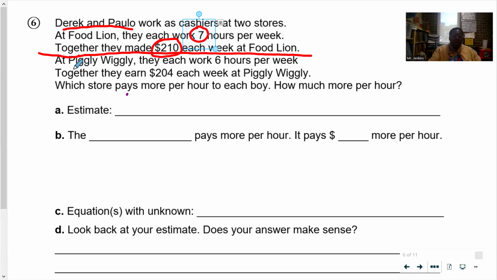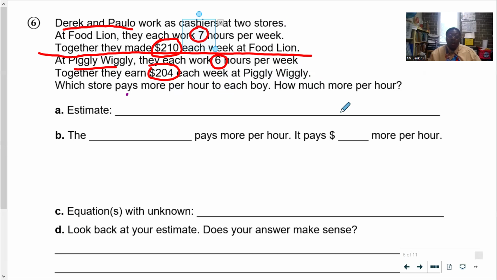Then it says at Piggly Wiggly, we got another store. They each work 6 hours a week and they earn $204 each week. And that's at Piggly Wiggly. So we got Food Lion and Piggly Wiggly, so which store pays more per hour, right? That's why they give us the hours per boy for each boy. That's why they let us know we have Derek and Paulo. That's 2 of them. And how much per hour.